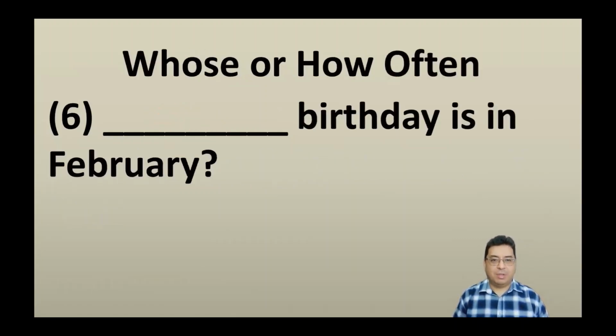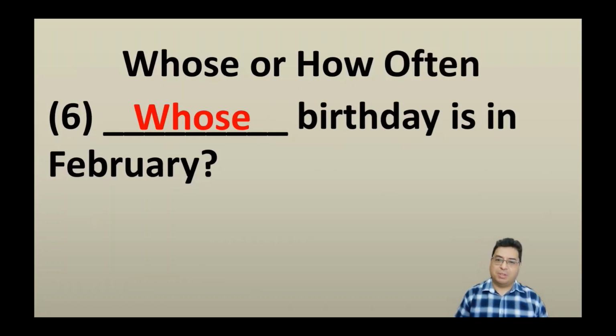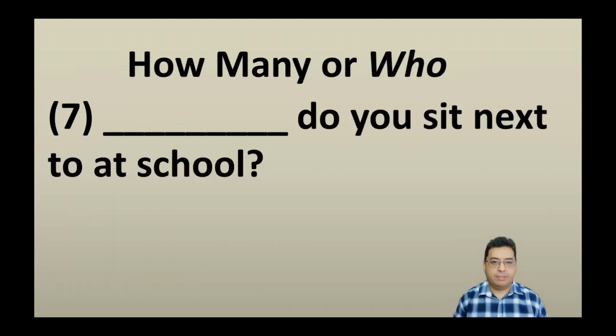For number six, we have whose or how often. And number six says, blank birthday is in February. That's right. Whose birthday is in February? For number seven, the two words are how many or who. So the sentence says, blank do you sit next to at school? That's right. Who do you sit next to at school?